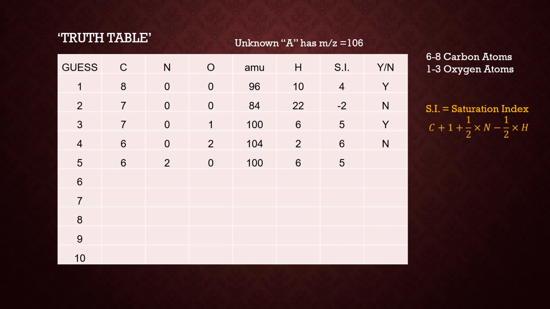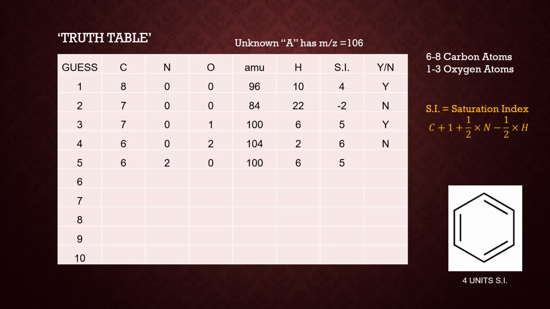Guesses 1, 3, and 5 are not so bad. Saturation index is high, but recognize that if I have a benzene ring, that gives me 4 units of saturation index. So right off the bat, I'm okay. And the last unit of saturation index could be the carbonyl oxygen. As we know from the previous part 3, this happens to correspond to benzaldehyde. So there's the actual structure, and you see that it conforms to the truth table guess number 3.